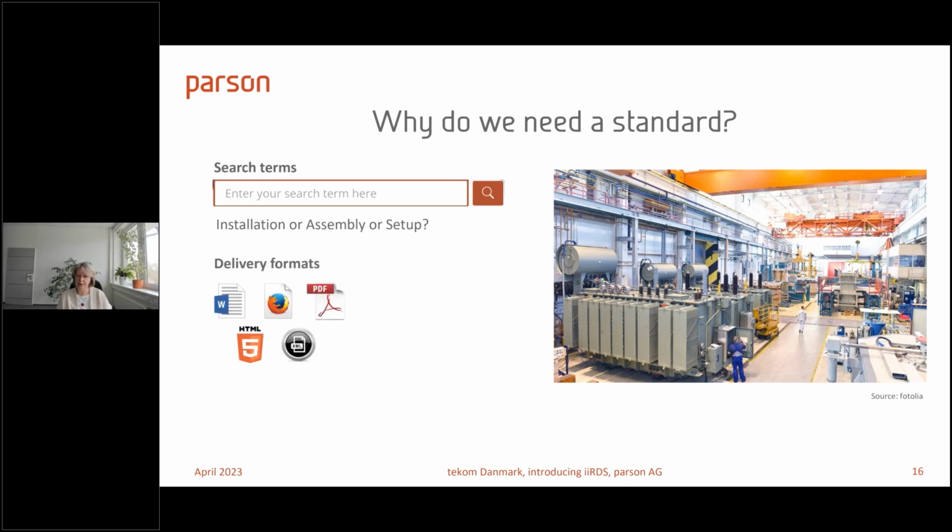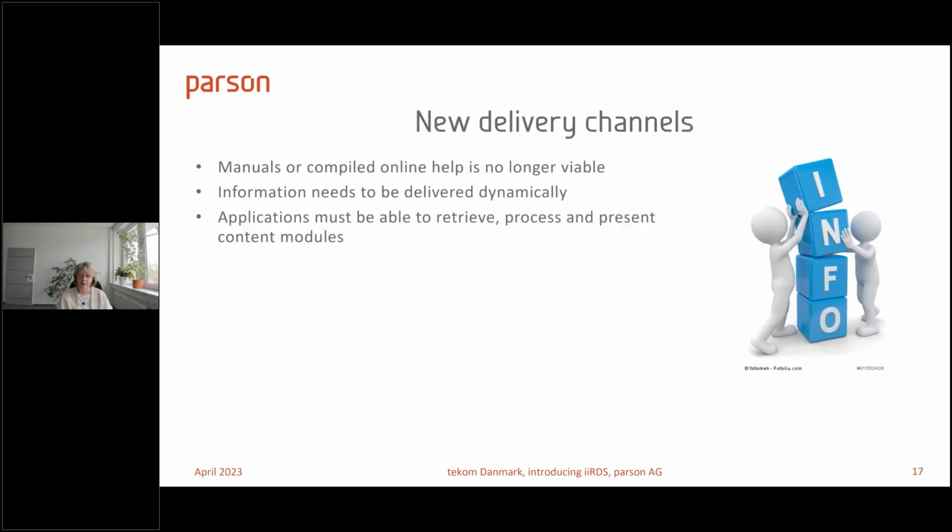The second one is that a delivery format like iiRDS enables applications that can handle iiRDS to actually process that content and aggregate it, to use it for applications like portals, and to integrate content from different manufacturers in a common repository, for instance, in an industrial cloud. So all these are good reasons for a standard.